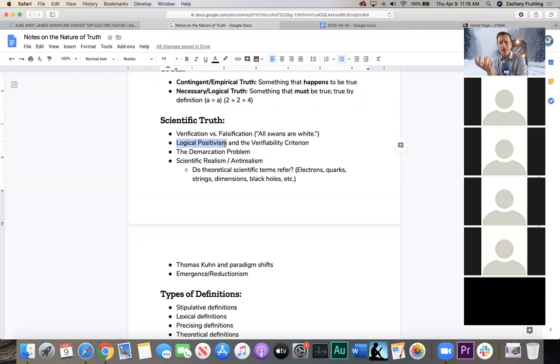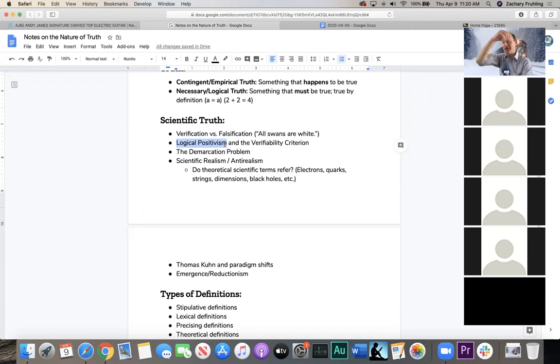They basically said the only things that are meaningful are the things that you can empirically verify. So my coffee cup on the table, no problem. That's a meaningful statement. It's a testable statement. I can empirically verify whether my coffee cup is on the table. What about something like God exists? You can't empirically verify that. So they would just reject it, not even as meaningful. They would just say, that's a meaningless bit of language.